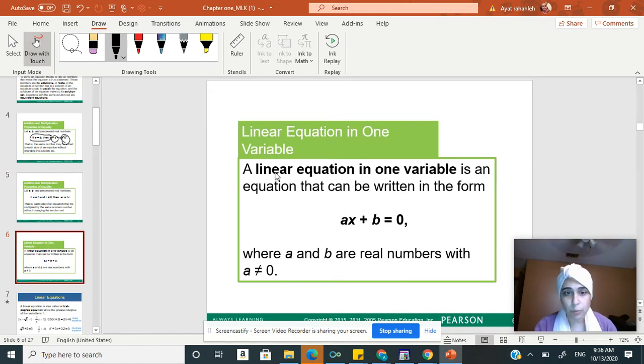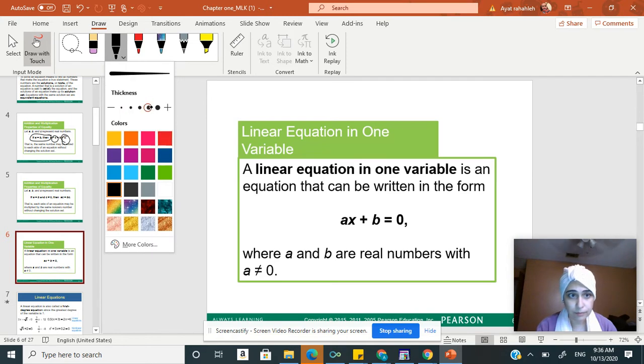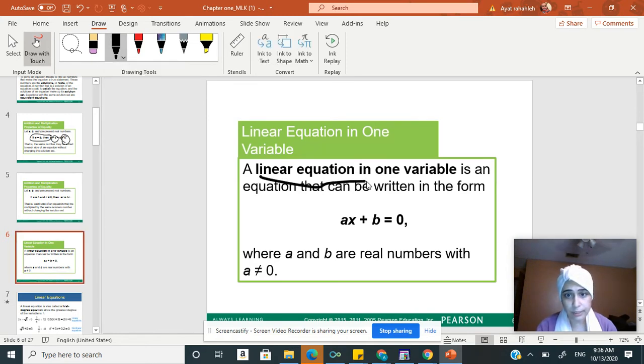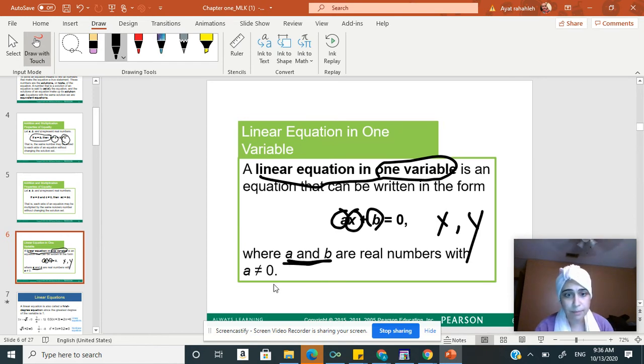A linear equation. So what's the definition of a linear equation? A linear equation is one with one variable. One variable is x, or y, z, whatever; that's called one variable. A is a constant number and B is a constant number. There's a rule that A and B have to be real numbers, and A must not equal 0, because if A equals 0, then there's no linear equation.